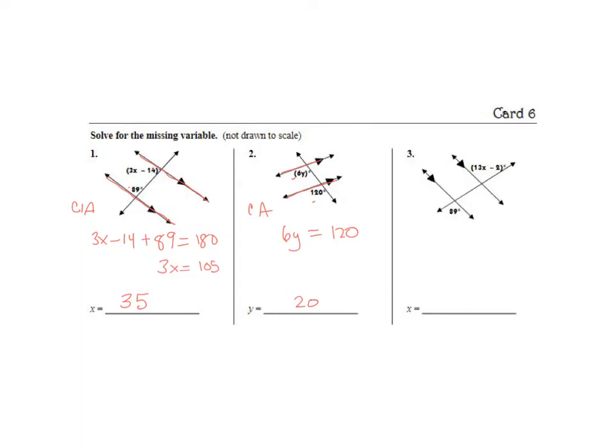If we look at number 3, we have this line parallel to this line. So if we look at the location of these 2 angles, those are alternate exterior angles. And so we're going to set up the equation 13x minus 2 is equal to 89. And if we solve that equation, x should equal 7.